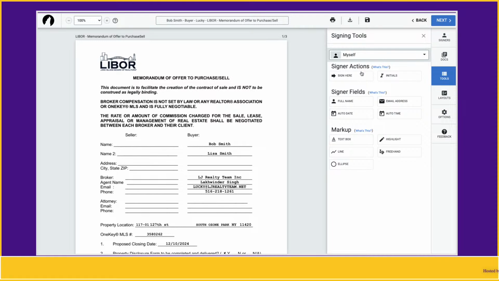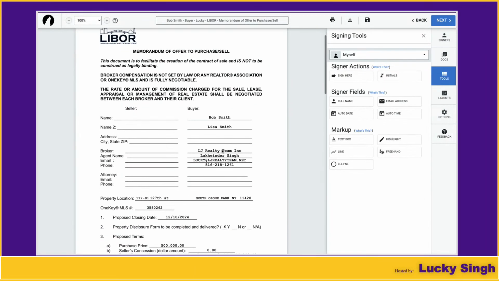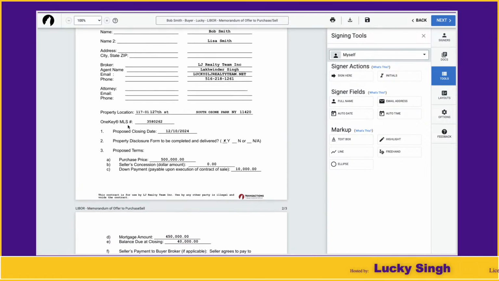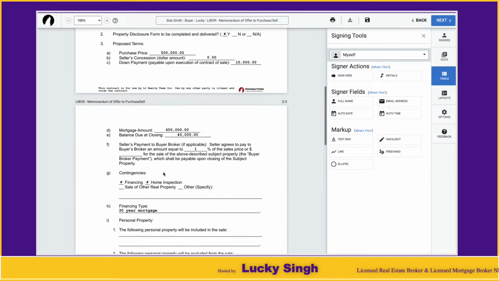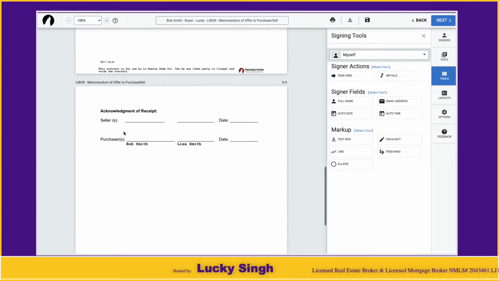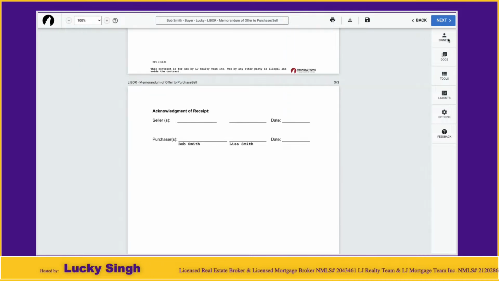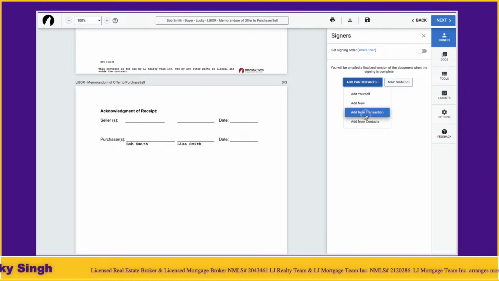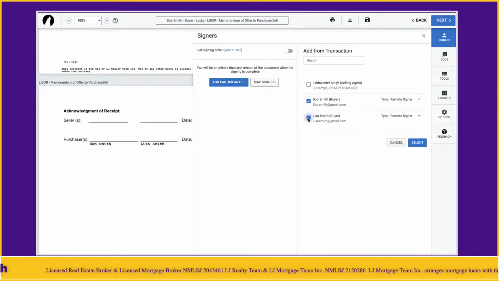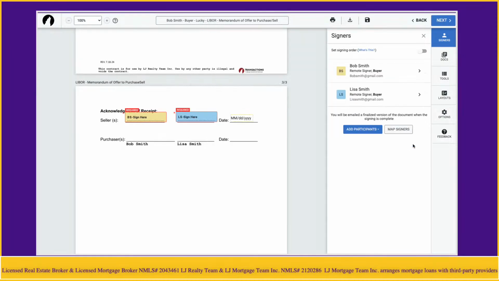Once we click on the pen icon, we want to review. Before we set up signature, we always want to review the form. Hey, I see Bob Smith, I see Lisa Smith, I see the address, I see the MLS, I see the closing proposed date. Everything else is there, the offer sheet, everything that we need, the terms are filled out. I want to scroll to the page where it says Bob Smith and Lisa Smith. They're going to sign here. So what are the steps? I want to click on signers, add participants, add from transaction. I want to select both of them and click on select.